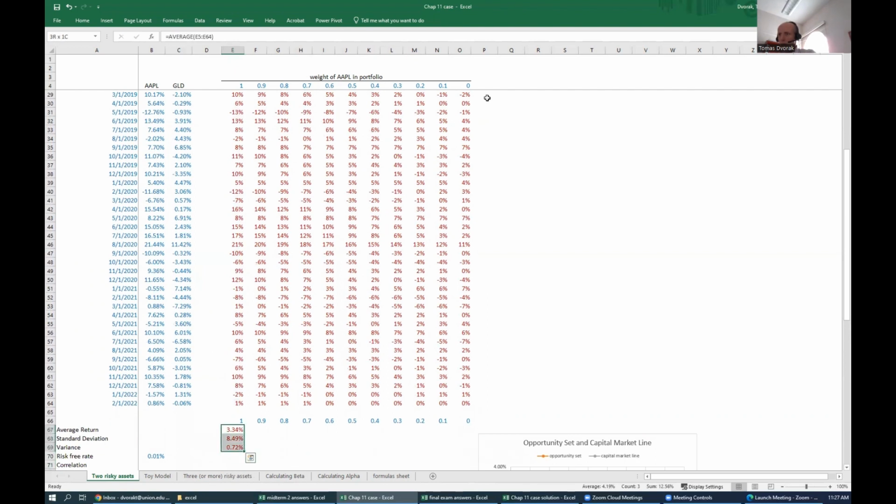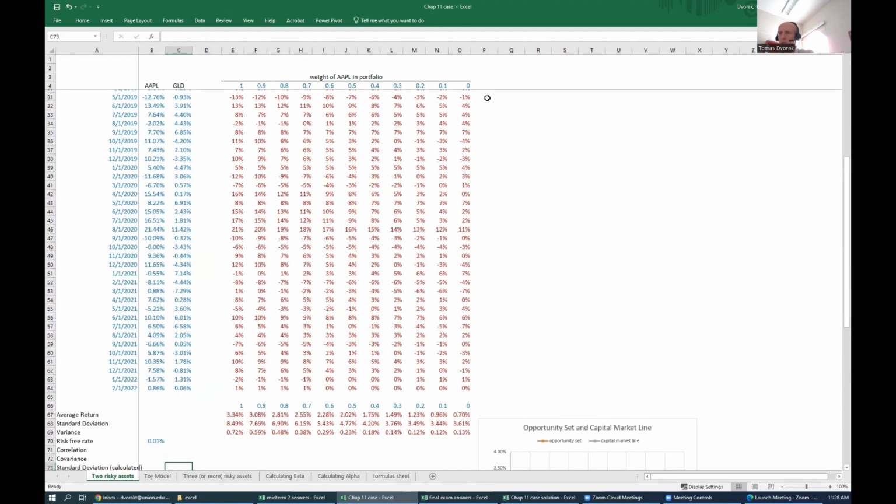And we can copy this cell to the right. All right, so if we do just gold, the average return is 0.7, but the risk is also much lower. If we do 100% Apple, average return is 3% per month, but the standard deviation is also very high.